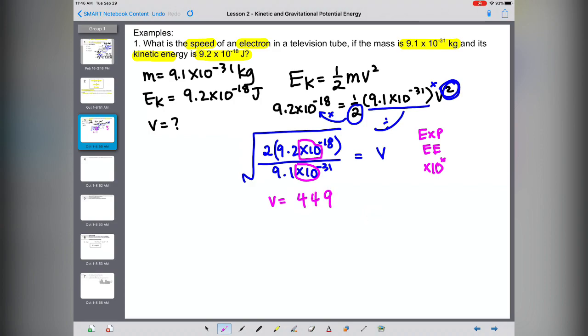So 4496640.993. That's the speed that I got. And so check the answer. I want 2 significant digits. So that means I need to round it to the proper scientific notation.